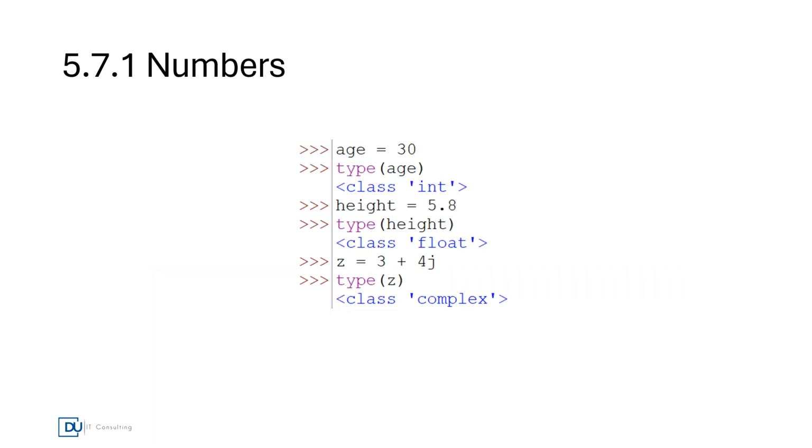Numbers. Let's take an integer example. So age is equal to 30 is of the type integer. As you can see, when I use the type method on age, it prints integer. And when I say height is equal to 5.8, and we try to find out the type using the type method, it says it's a float. And z is equal to 3 plus 4j. Here, when I say type of z, it says it's a complex type.